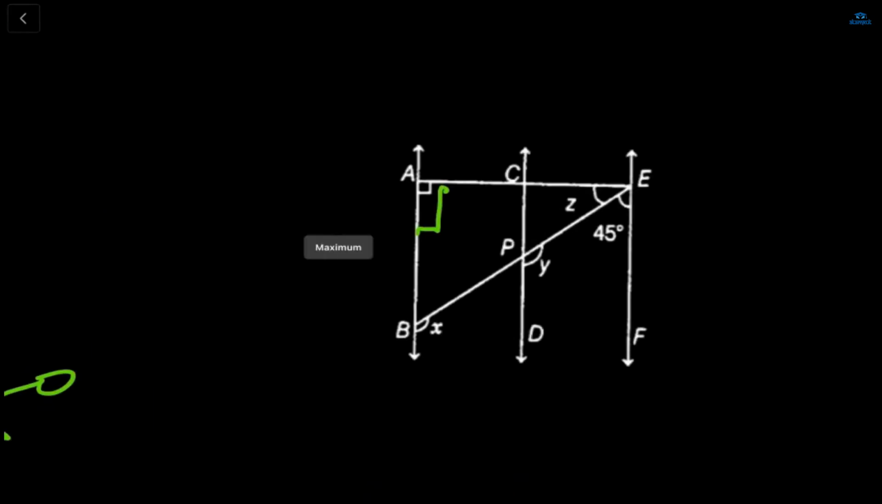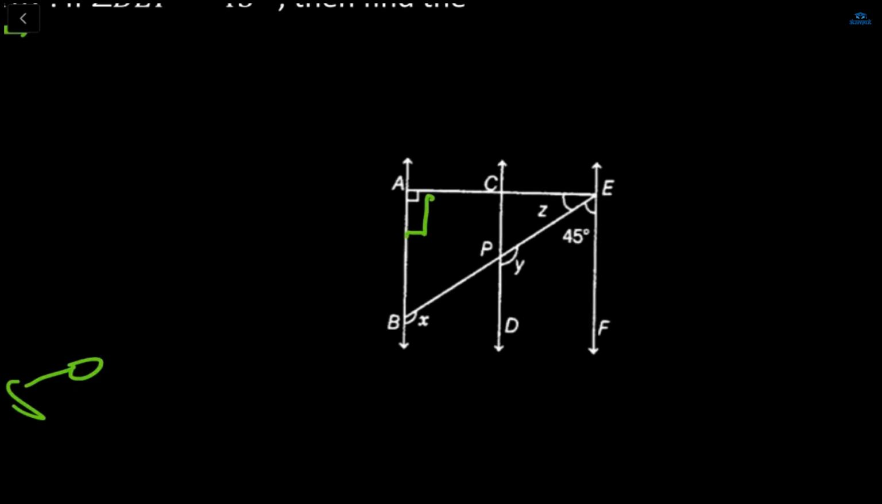Now if CD is parallel to EF, and just see that this line from E to B is a transversal. Line E to B is a transversal. Then what will happen if this is a transversal? Then from the theorem, I do not exactly remember the number, but I'll tell you the theorem: the sum of the interior angles on the same side of the transversal is equal to 180 degrees. That means this angle plus this will be equal to 180 degrees.